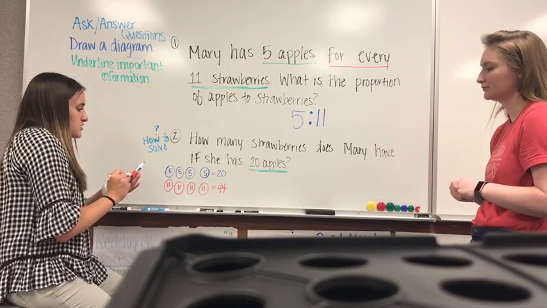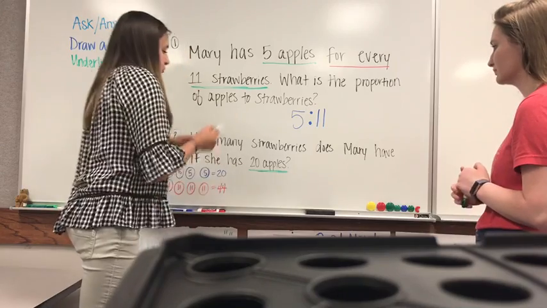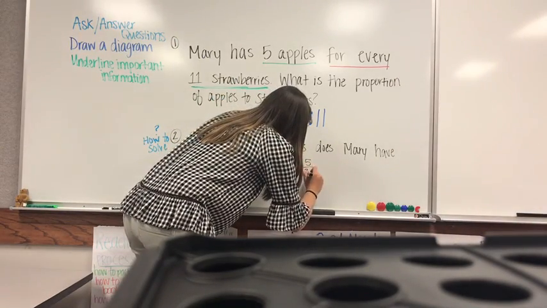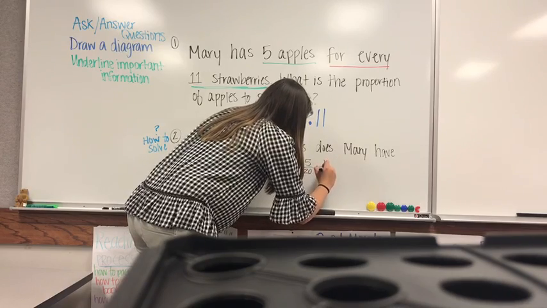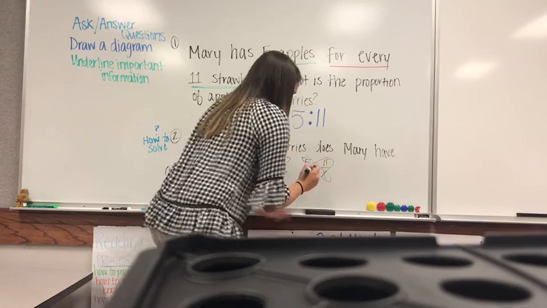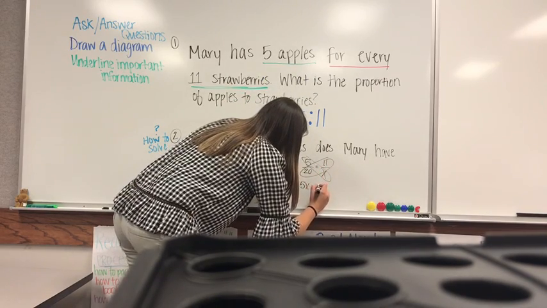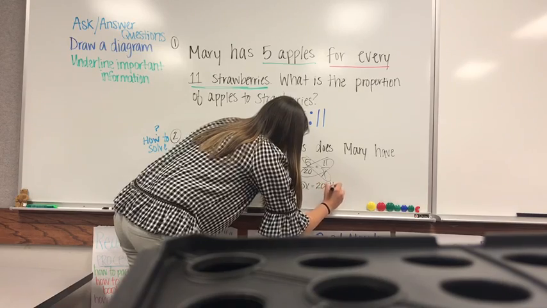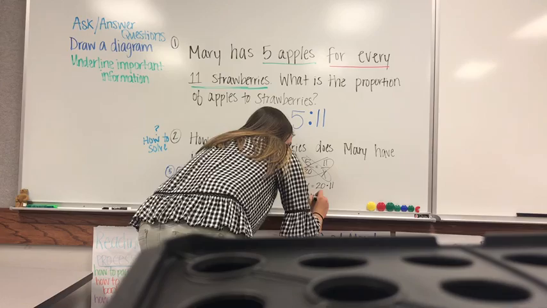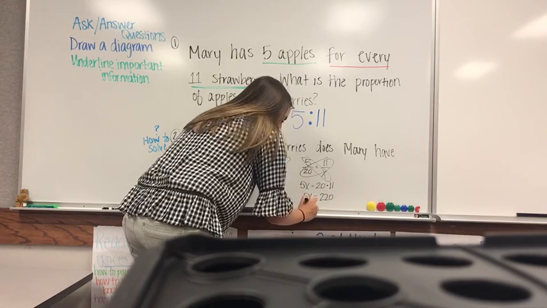And then another way you can solve this is by using a proportion. We would set up our proportion, 5 over 20 equals 11 over x. And then cross multiply. So you do 5x, 5 times x equals 20 times 11, which is 5x is equal to 220. And then you're going to divide by 5.